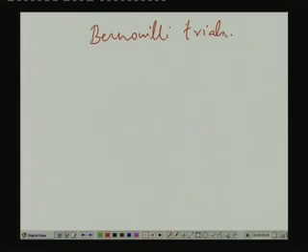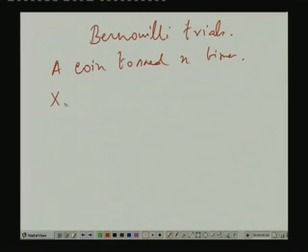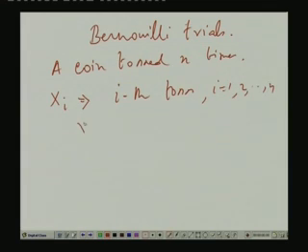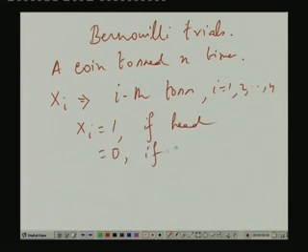Suppose a coin is tossed n times. Xi is related to the ith toss, where i can be 1 up to n. Xi is a random variable. It takes value 1 if head comes, it takes value 0 if tail.